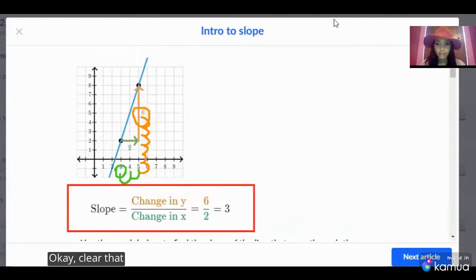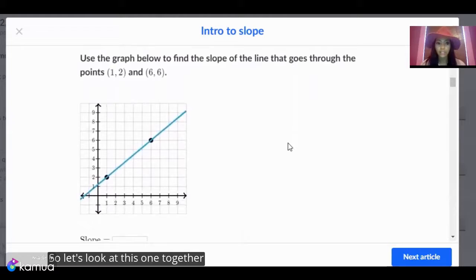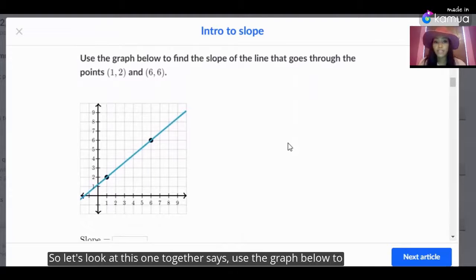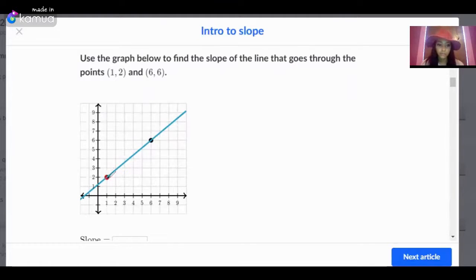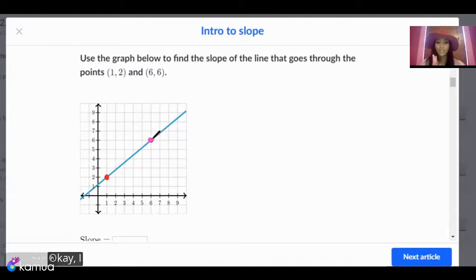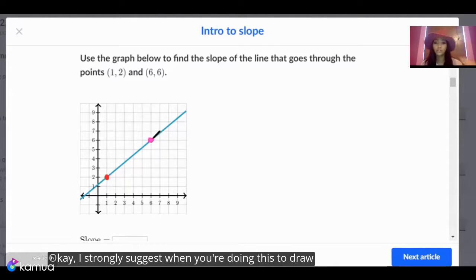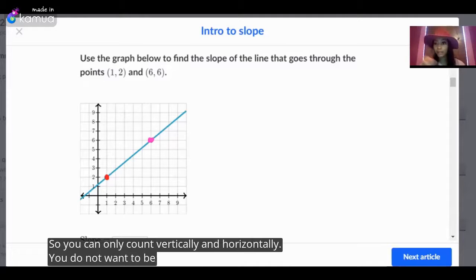Okay, let me clear that out. So let's look at this one together. It says use the graph below to find the slope of the line that goes through the point (1, 2), which we can see here, (1, 2), red, and then the point (6, 6), which will make purple. Okay, I strongly suggest when you're doing this to draw a triangle. Draw the triangle so you can only count vertically and horizontally. You do not want to be counting on the diagonal. It will be wrong if you do that.